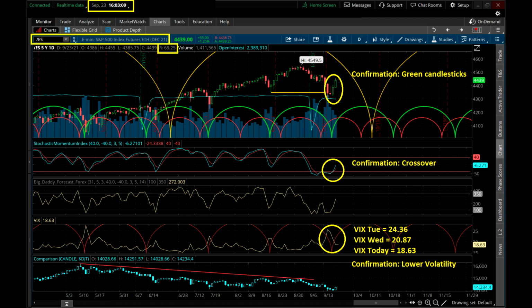In this case, it went from down to up, right? We went from red candlesticks to green candlesticks. The Stochastic Momentum Index is telling us it crossed over a little bit there, and it's giving us some confidence to go ahead and place a trade. That's confirmation. Go below that, the VIX.